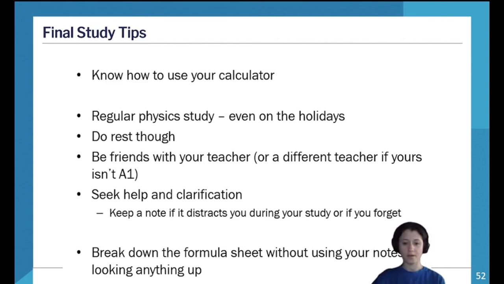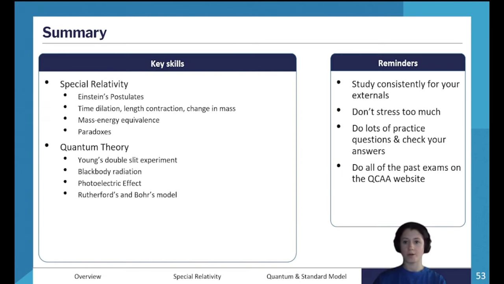And yeah, that is all of the study tips that I have for you guys today. Otherwise, I'm just going to go through a quick summary. So, what we went through today is special relativity. We went through Einstein's postulates, time dilation, length contraction, change in mass. We also went through mass energy equivalence, and then Einstein's paradoxes. Then we went through quantum. We went through Young's double slit experiment, the black body radiation, the photoelectric effect, and then Rutherford and Bohr's model and the differences between them and their strengths and weaknesses.